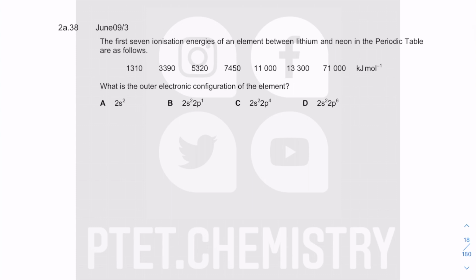Next question. So we have successive ionization energy, which means the first 7 ionization energies there. This element is between lithium and neon, so this is a second period element. What is the outer electronic configuration of the element? We are looking for where the biggest jump is. From here to here is give or take around plus 2000.